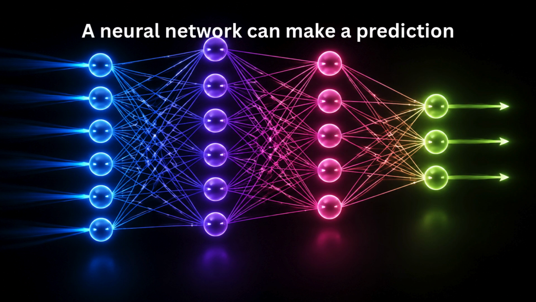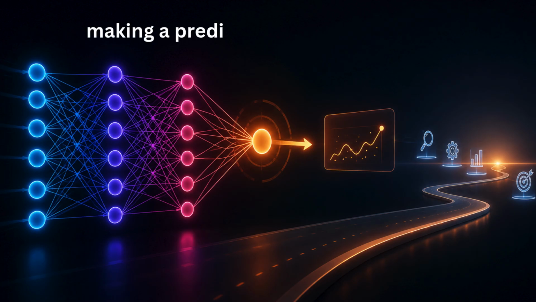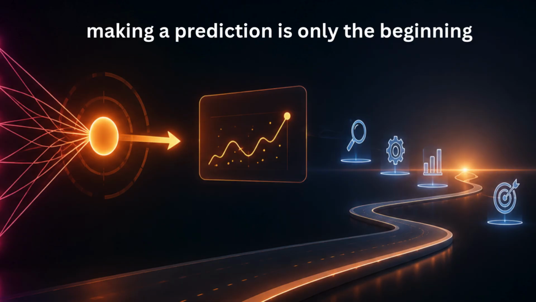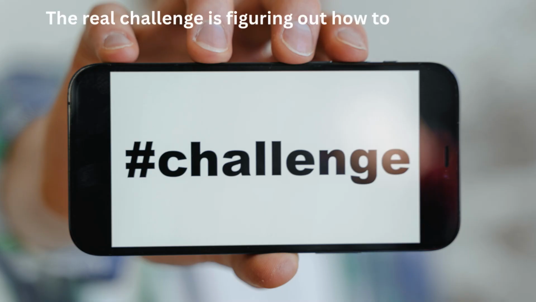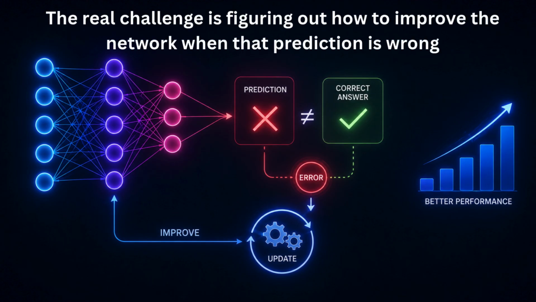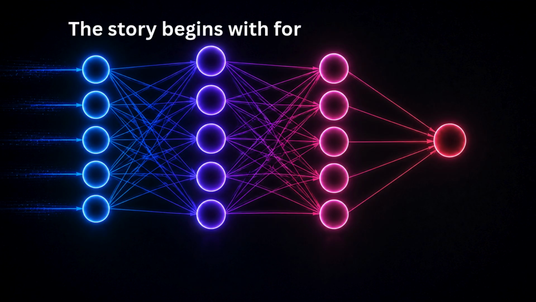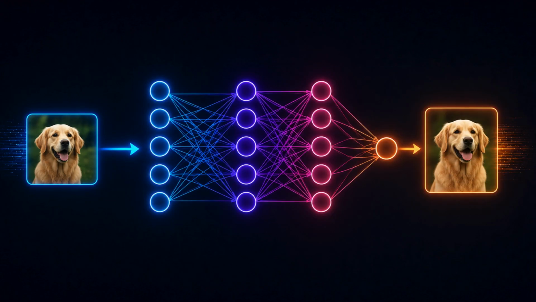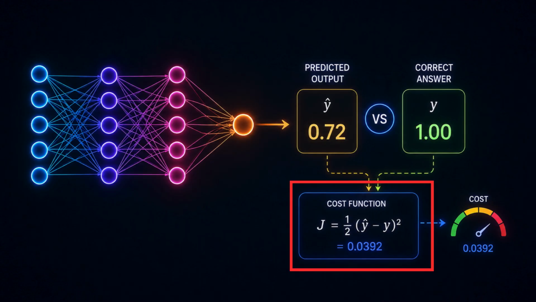A neural network can make a prediction. But making a prediction is only the beginning. The real challenge is figuring out how to improve the network when that prediction is wrong. The story begins with forward propagation. We send an example through the network. The network produces an output. Then we compare it with the correct answer using a cost function.